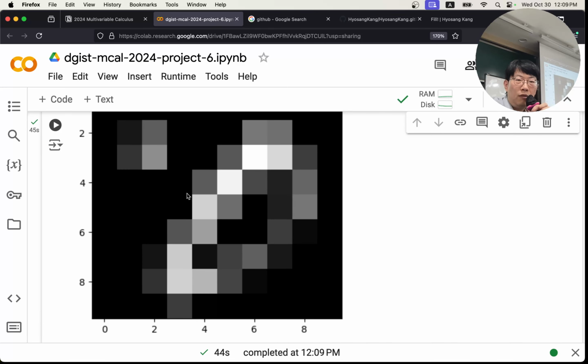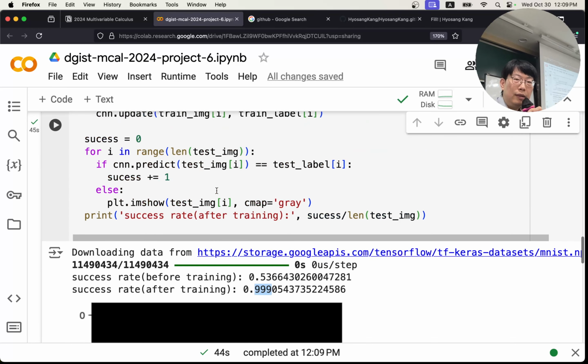The one that it failed to predict correctly is this image. It's a rescaled image from 28 by 28 to 10 by 10. So it's a little bit blurry, but it's a 0 with a dot here. So that's why I think it failed to predict.